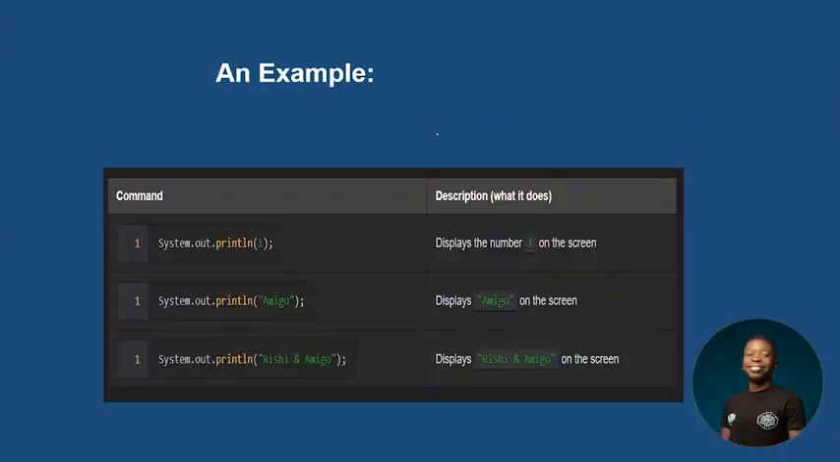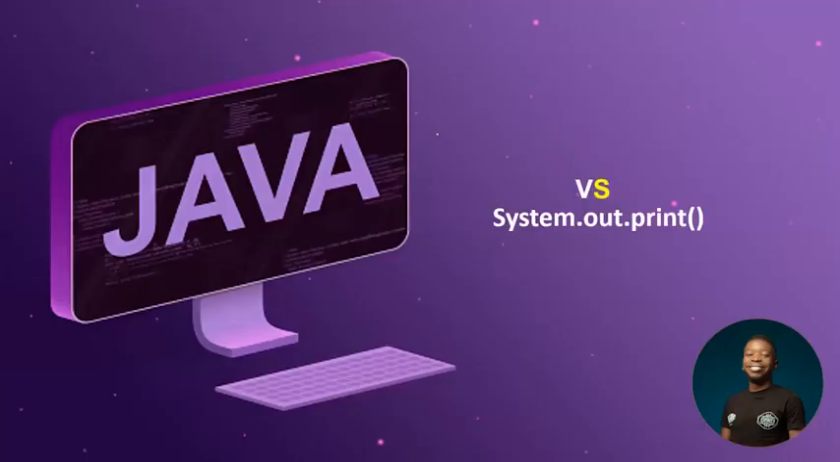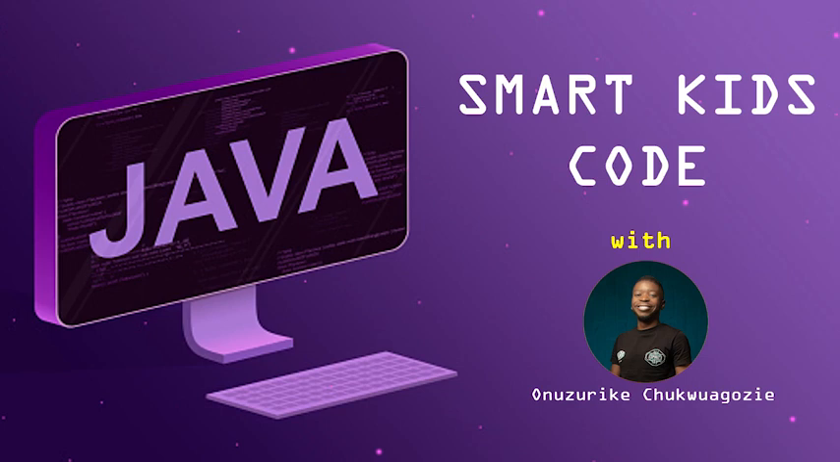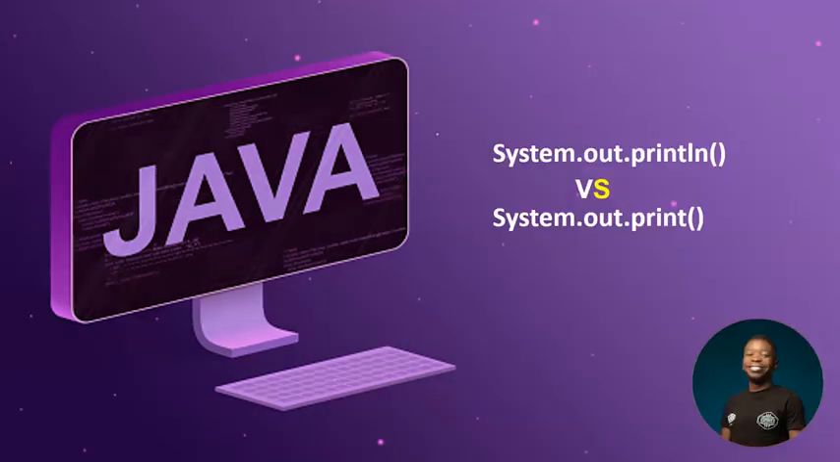Very good. So the next thing we're going to look at is System.out.println versus System.out.print. The one we've been so familiar with is System.out.println, but we've actually not looked at System.out.print. So can we just practicalize and see how it works? Yes, let's head straight to our IntelliJ.